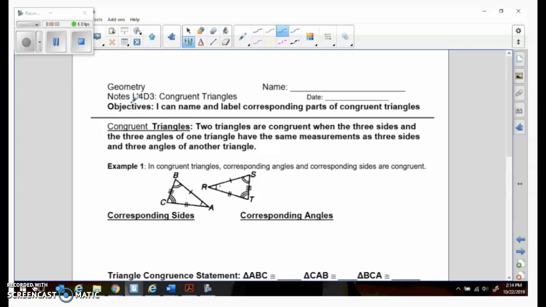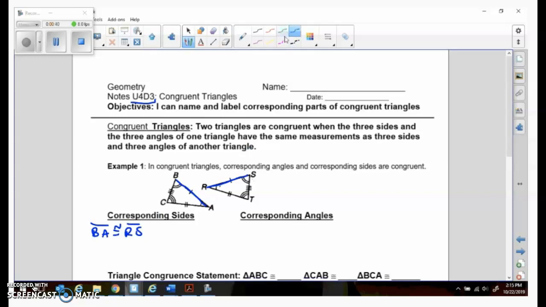We are going to check out Unit 4, Day 3, where we will be talking about congruent triangles. Basically, what congruent means, you can read this definition here, but it means that all three sides, or each side, is the same length as another side in the other triangle. So we have AB and RS are the same length, and then it's the same for the two other sides. When we say corresponding sides, those are the ones that are the same length.